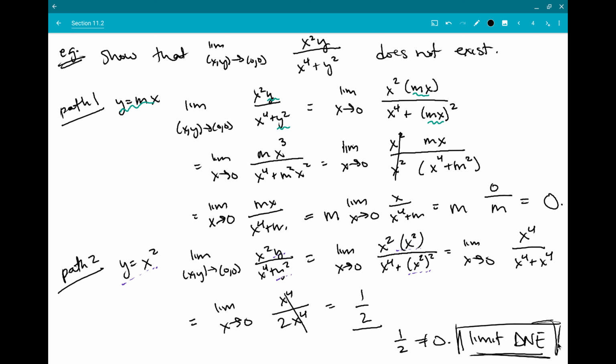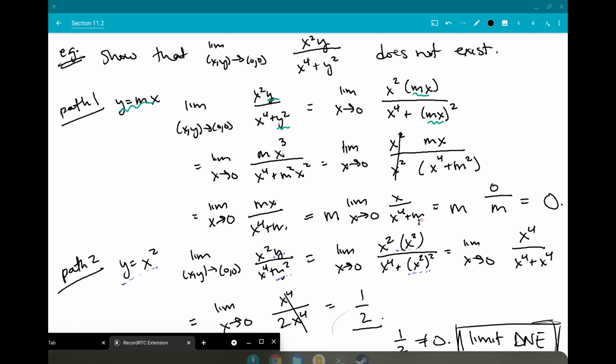And now I can say that the limit doesn't exist, DNE, because I got along one path a limit of 1/2, and along another path a limit of 0. And since that can happen, I know that I couldn't possibly find a single limit for this point. And that's going to be the approach we take.